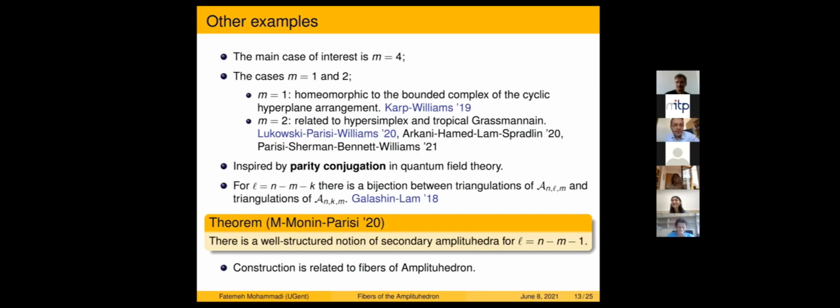I have a question about the m equals 1 case, when you say it's homeomorphic to the bounded complex. I was under the impression that it's actually the bounded complex. What's the nature of this homeomorphism? Yeah, I'm not sure. I think it's not exactly, but if Lauren is here, that's her paper, so maybe she can say something.